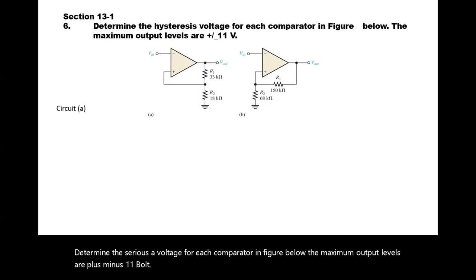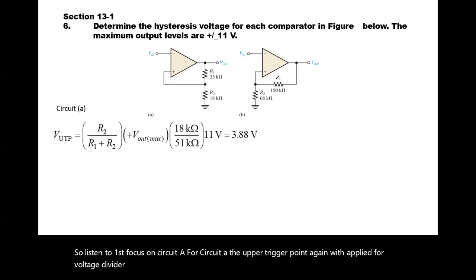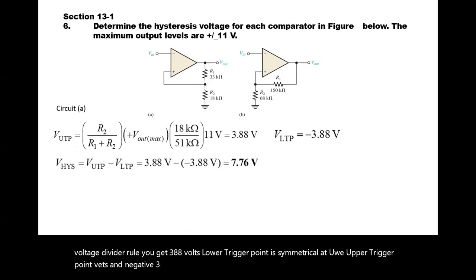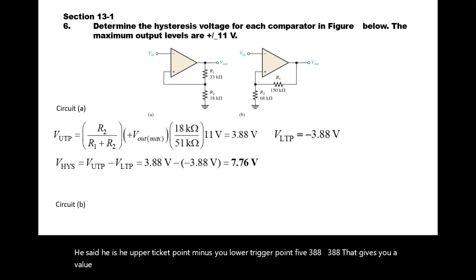So let's first focus on circuit A. For circuit A, the upper trigger point, again, we apply the voltage divider rule, and you get 3.88 volts. Lower trigger point is symmetrical to the upper trigger point, that's negative 3.88 volts. Hysteresis is the upper trigger point minus your lower trigger point, 3.88 minus negative 3.88. That gives you a value of 7.76 volts.